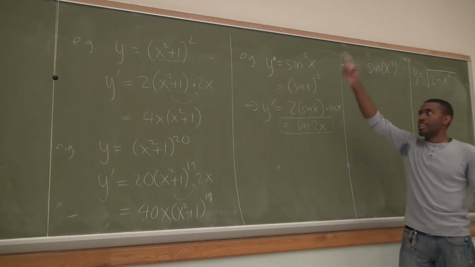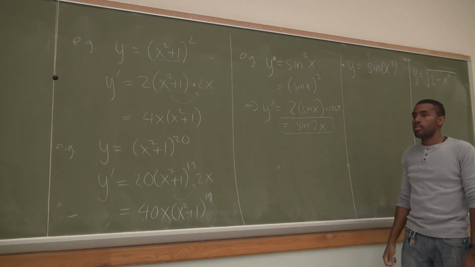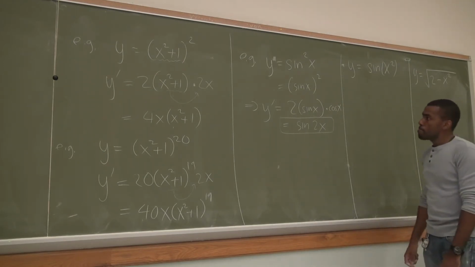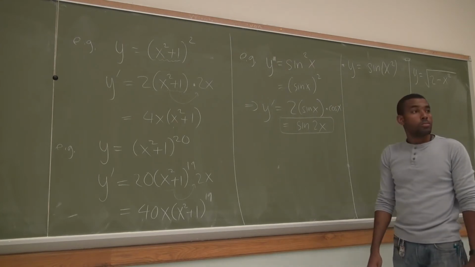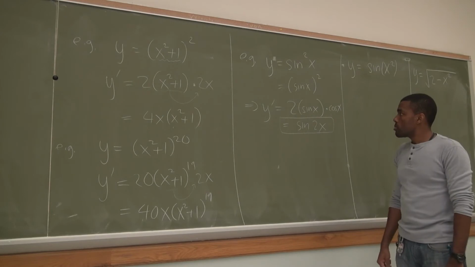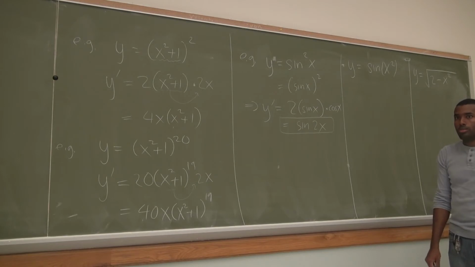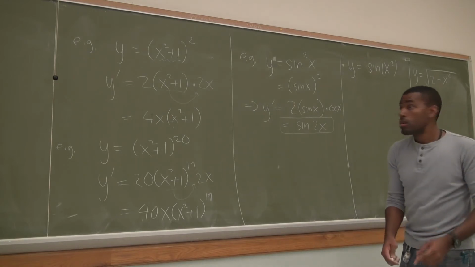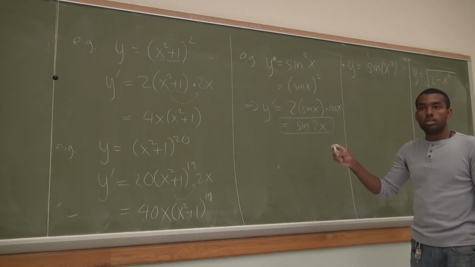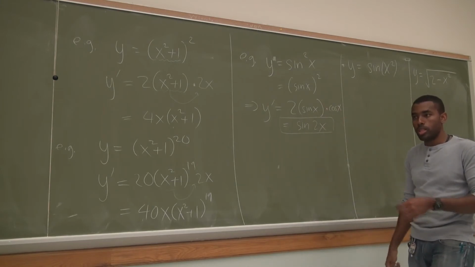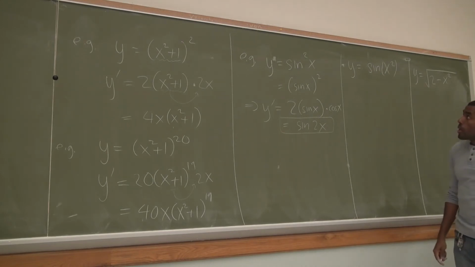A notorious mistake is thinking that the derivative of sine squared is cosine squared. It's not. This is sine times sine, which is not the same thing as cosine squared. Do we have questions on this? It's that annoying double angle. Yes, this is the trig formula for the double angle: 2 sine x cosine x is sine 2x. That's the double angle formula for sine.